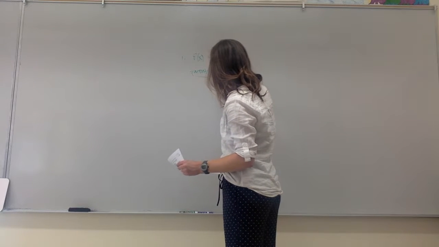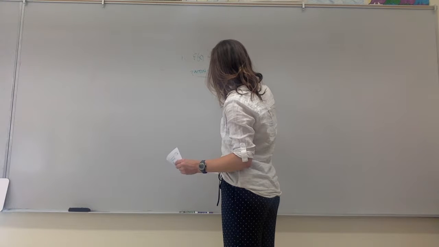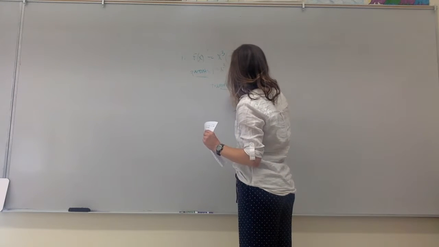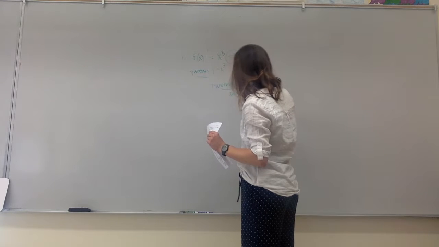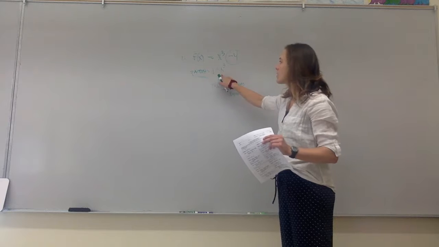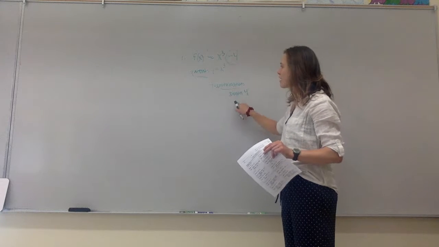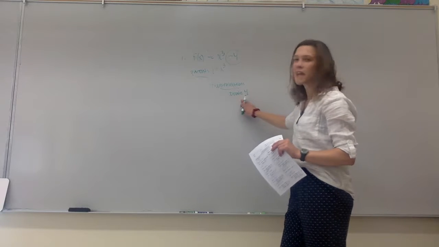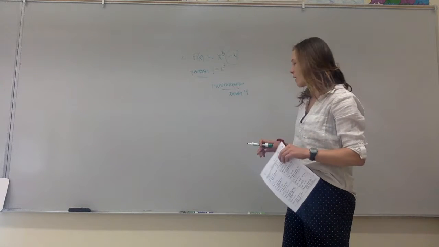So in this transformations, I can say that I'm going down 4. So these would be my 2 answers for number 1. Y equals x cubed, and I'm transforming this parent function down 4. So that would be how I'd write that.